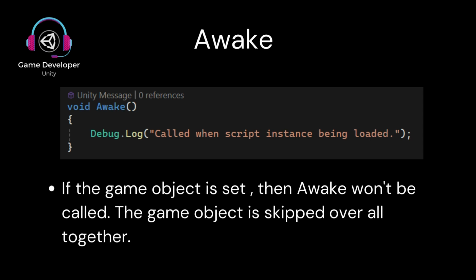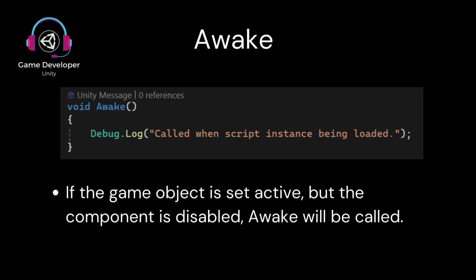If the game object is set inactive, then Awake won't be called. The game object is skipped over altogether. If the game object is set active, but the component is disabled, Awake will be called.